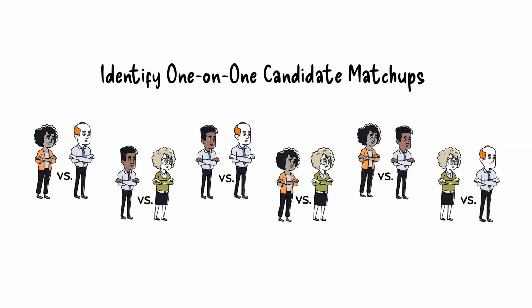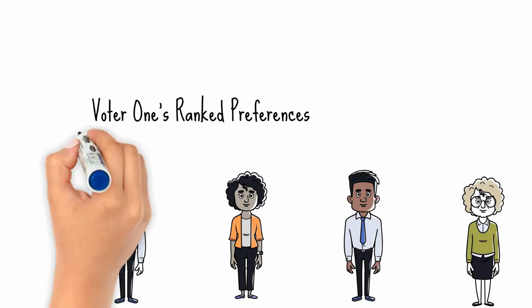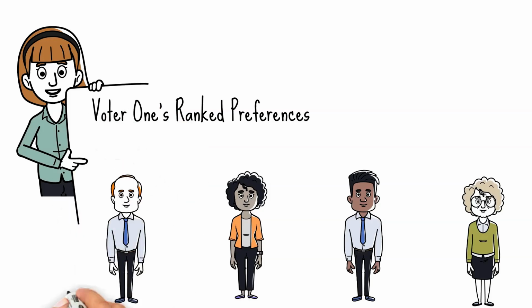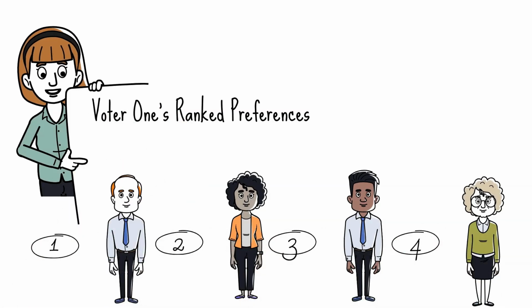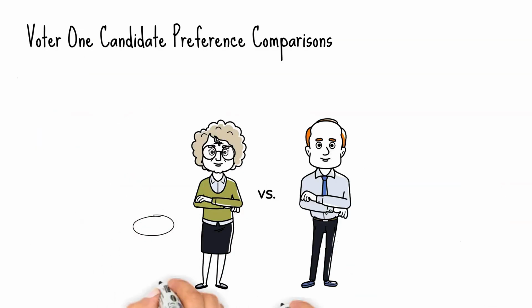The next step is to figure out for each matchup which candidate wins, and that is based on the voters' opinions. Let's look at voter 1's ranked preferences. This voter ranks Bob in first, Carol in second, David in third place, and Anne in fourth place. Using voter 1's ballot, we can determine for each match which candidate wins.